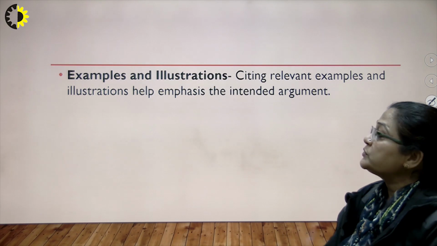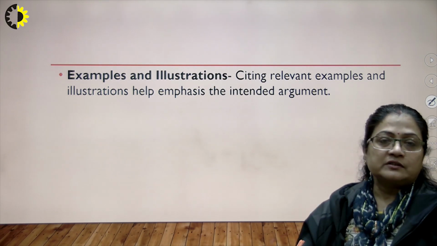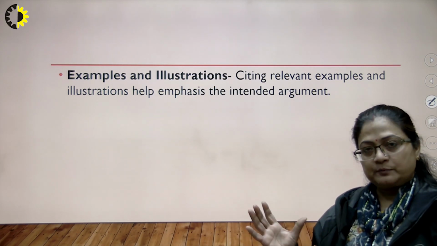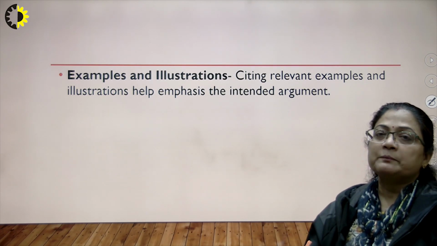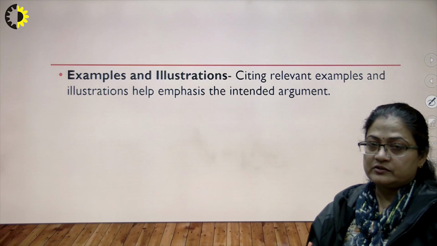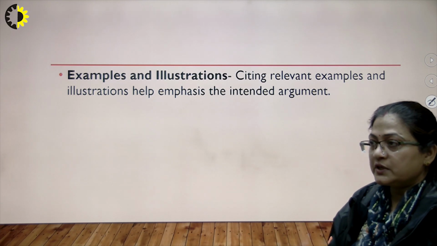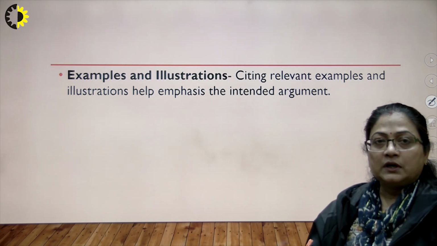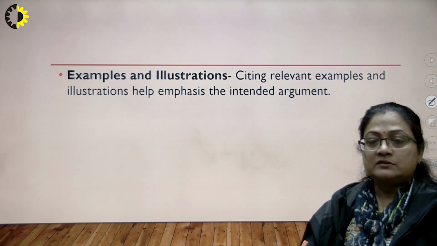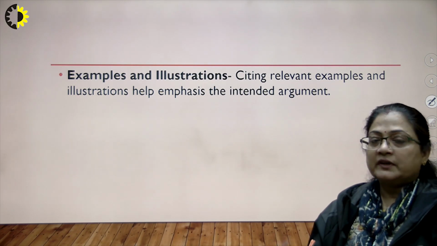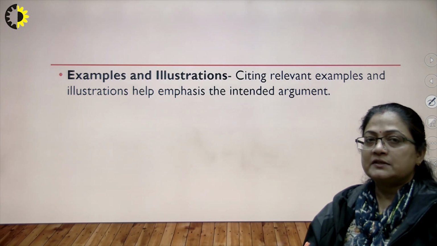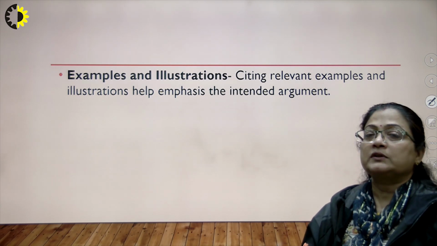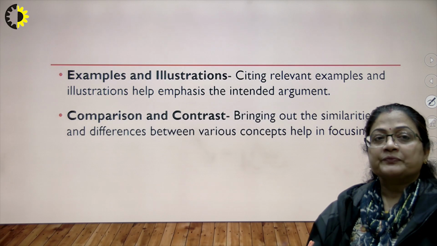Next is using examples and illustrations. If we want to emphasize a special point, then we have to support it by citing relevant examples in our speech, some illustrations. Okay. If we are using some board or some other aid, we can show them the illustrations. Otherwise, we can cite certain examples to emphasize the intended argument.